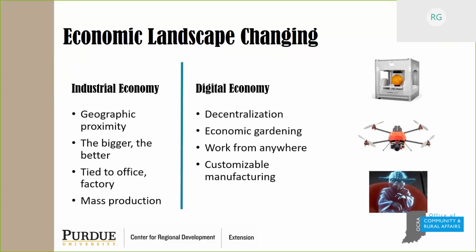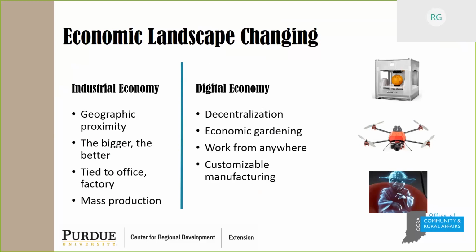A decentralization effect, economic gardening, meaning that instead of attracting outside industry, you focus inward into what you already have. Telework or work from anywhere is starting to pick up. And customizable manufacturing with 3D printers and all that, that's going to change entirely our notion of manufacturing. So these are the things that potentially will play out in the next 10 to 15 years. But again, you've got to have that foundation at the community level to make sure that you can benefit from this.